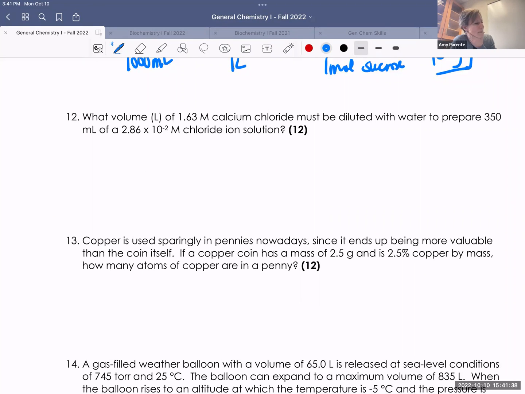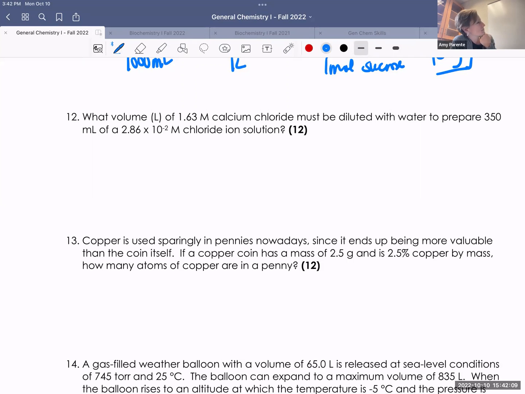Yeah. Okay. Next one: copper is used sparingly in pennies since it ends up being more valuable than the coin itself. Keep in mind, one of the things you need to learn how to do when you look at problems is this: hey, that's a fun little science factoid from Dr. Perenni, but is that first sentence in any way necessary for the problem? It's not. So make sure that you can identify things like that. I don't want you to ignore them because they're fun little stories, but if it's not necessary to solve the problem, make sure that you know that.